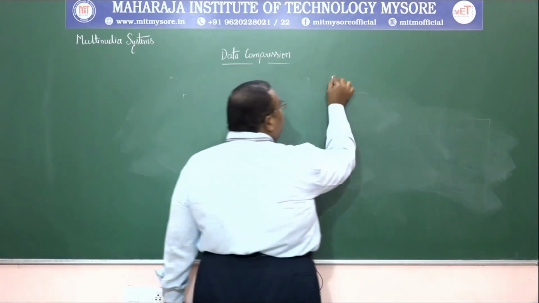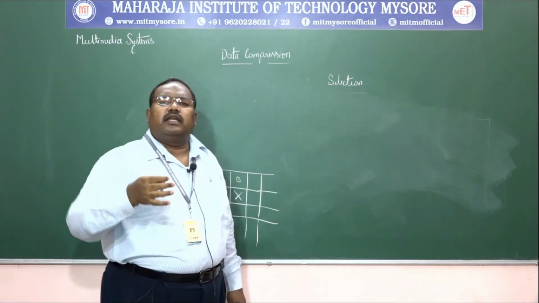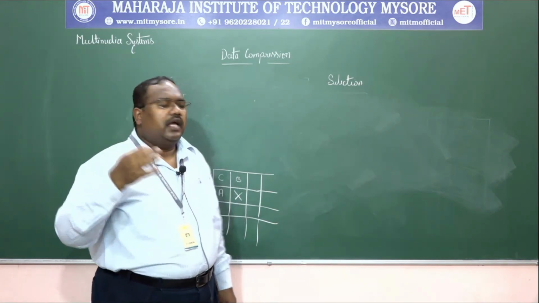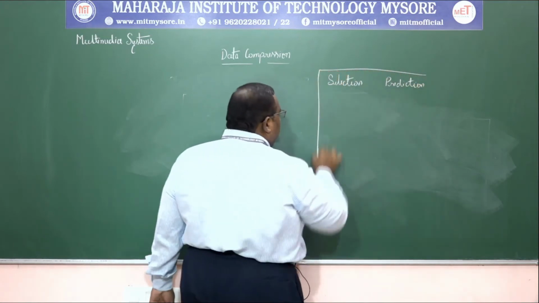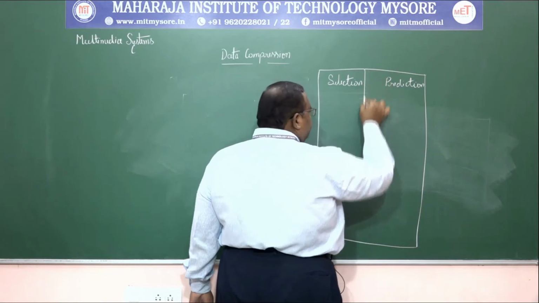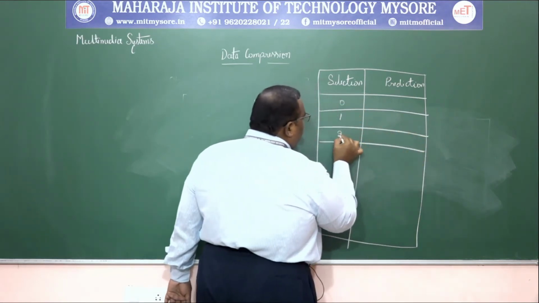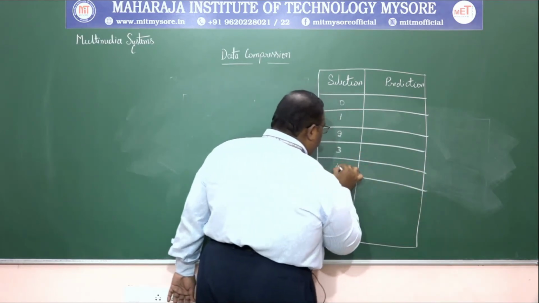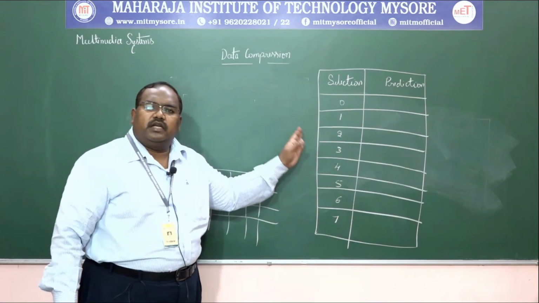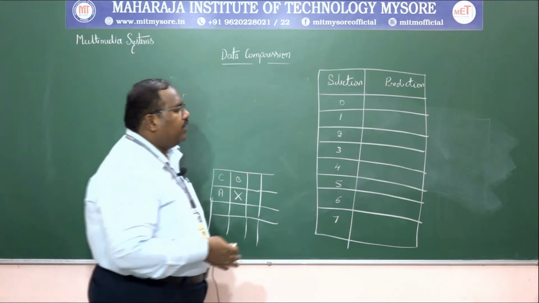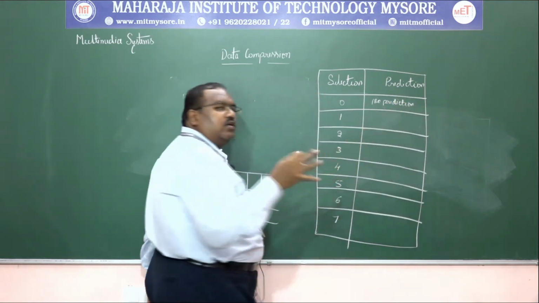The first column is the selection. We can have n number of selections, it depends. We can have 8, 16 and so on. It is totally left to the individual. And we have the predictions that we make. Here I take 8 predictions, for 0, 1, 2, 3, 4, 5, 6 and 7. This prediction table is totally designed by us. If the value is 0, there is no prediction, meaning no value is there.